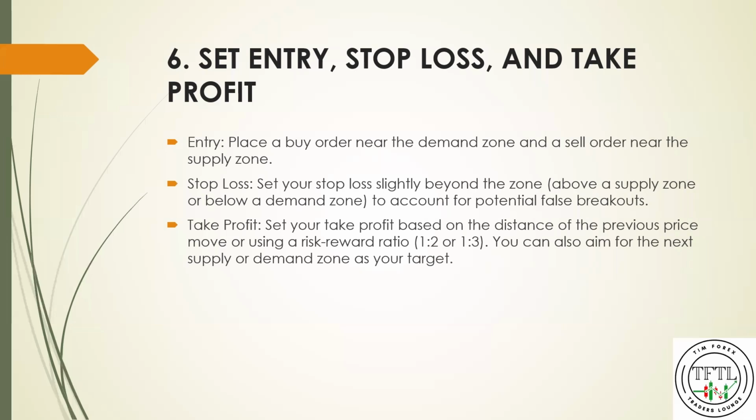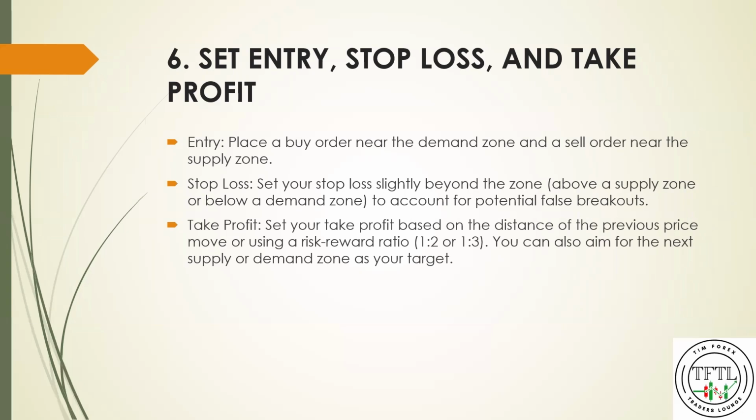Then number 6, what is important is for you to set entry, stop loss, and take profit. This is very important. So for your entry, you need to place a buy order near the demand zone and a sell order near the supply zone. Your stop loss needs to be set slightly beyond the zone, that is above a supply zone or below a demand zone, to account for potential false breakouts, because sometimes the market can create what we call a false breakout, a liquidity grab, or a liquidity sweep.